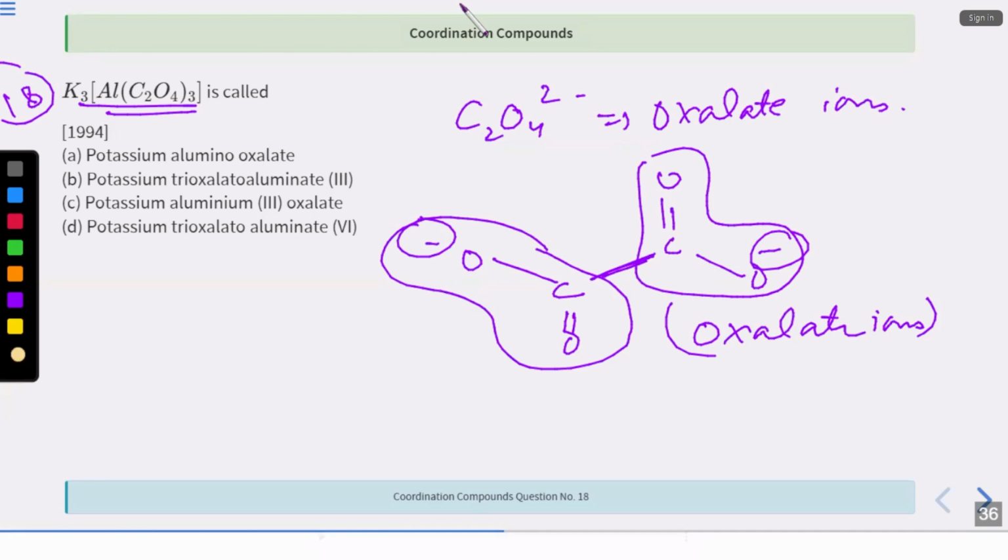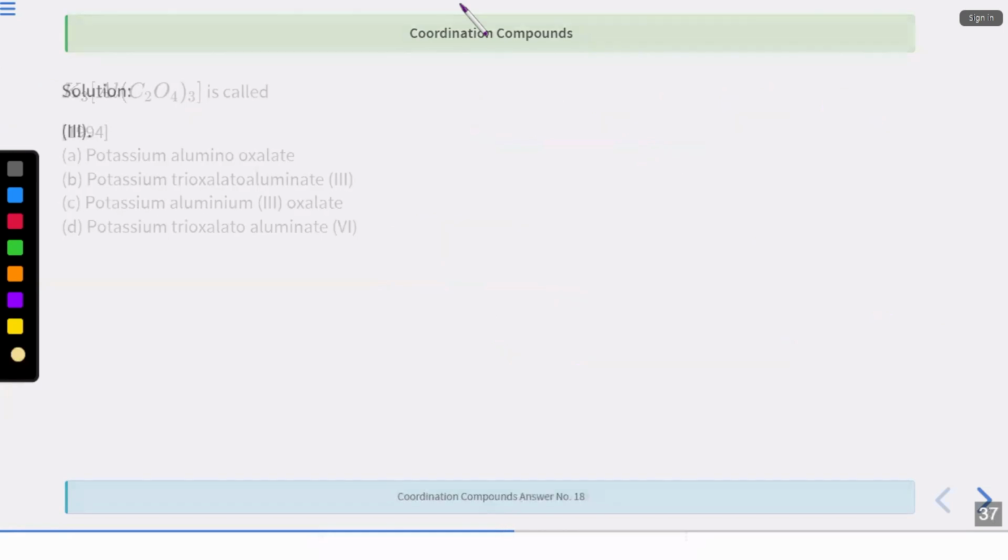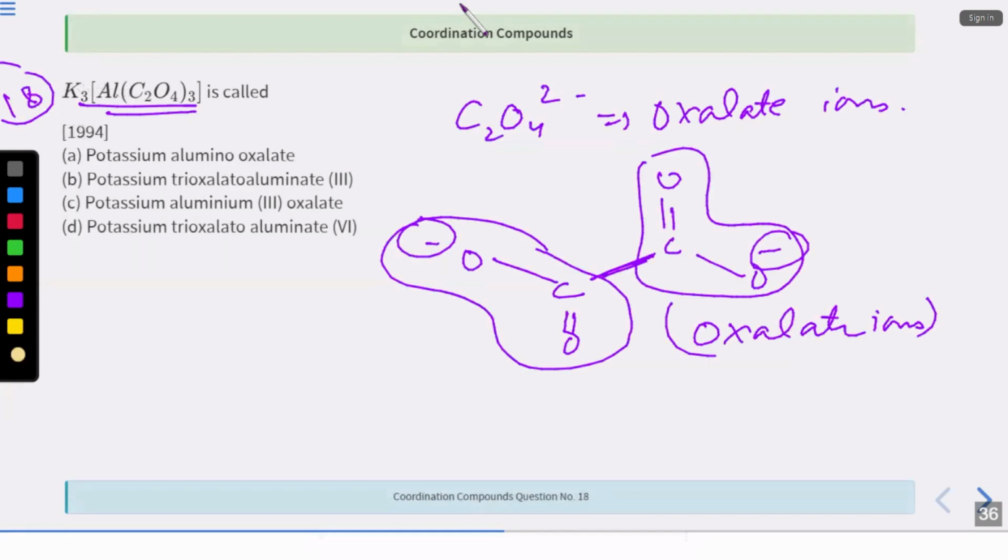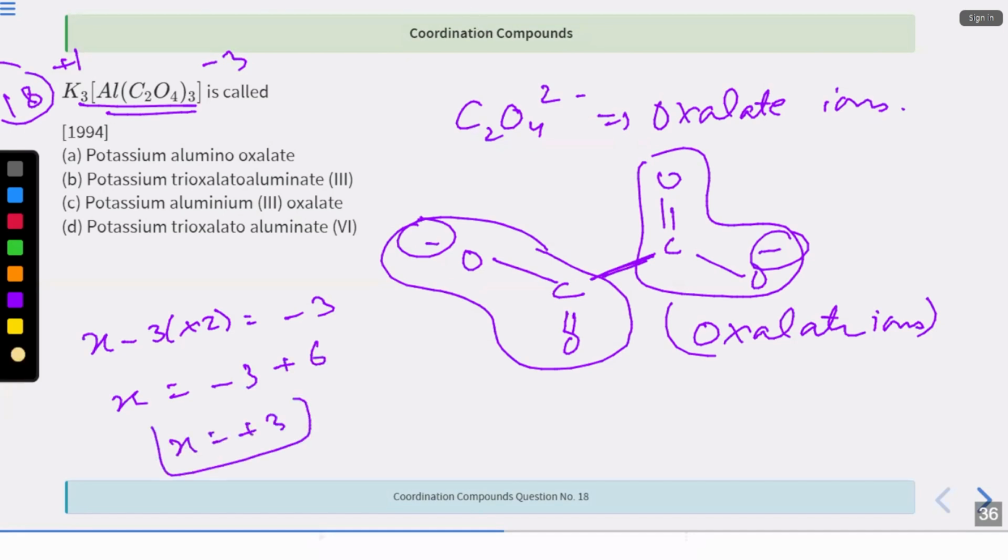So, and aluminium. So basically it would be potassium aluminum oxalate. So you have to name this. So first calculate the oxidation state of aluminium. It would be x minus 3 into 2 equals minus 3. So x equals, why minus 3? Because potassium is in plus 1 state, so it would be minus 3 here. So minus 3 plus 6, so x would be plus 3. So aluminium is in plus 3 state.